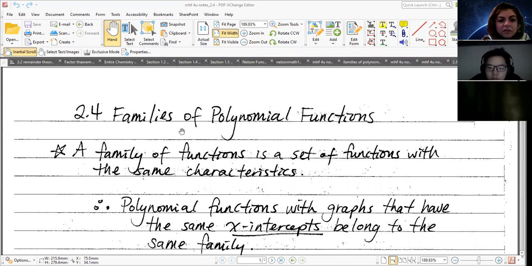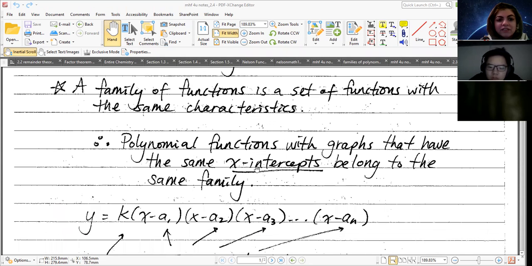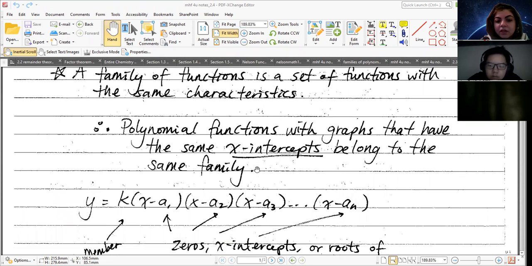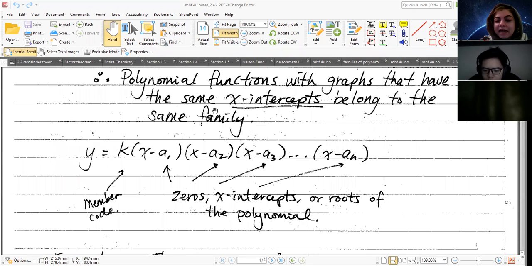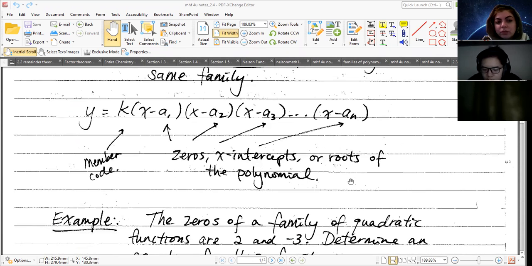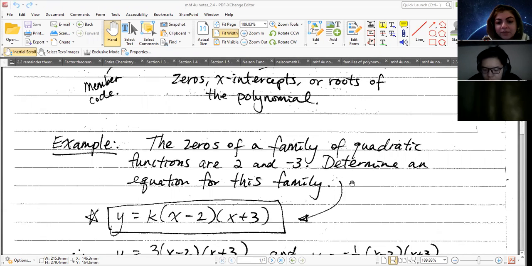So, 2.4, families of polynomial functions. A family of functions is a set of functions with the same characteristics. One of the characteristics is having x-intercepts, or zeros. See here, y equals k(x - a1)(x - a2)(x - a3), where a1, a2, a3 are zeros. Any of those polynomials with different k but the same zeros are families.